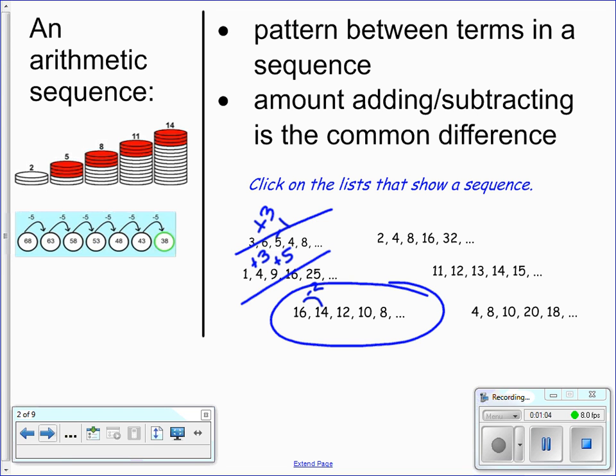This one going from 2 to 4, that's plus 2, and then plus 4, and then plus 8. No. It's going from 11, 12, 13, 14, 15, that's going up by 1. 4, 8 is going up by 4, and then from 8 to 10 is 2, and then 10 more is 20. No.